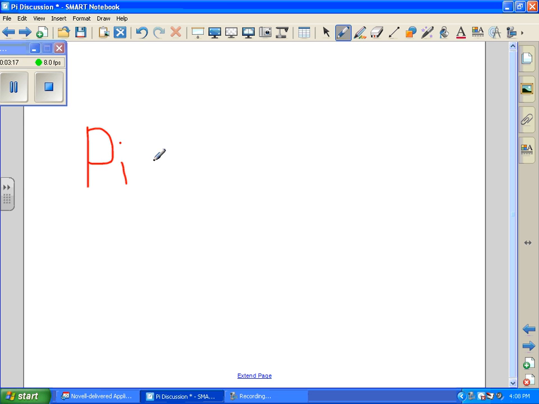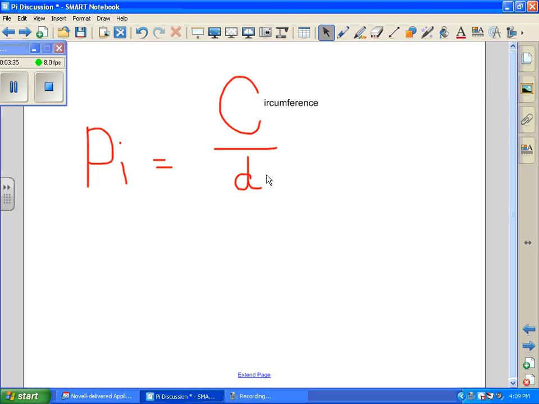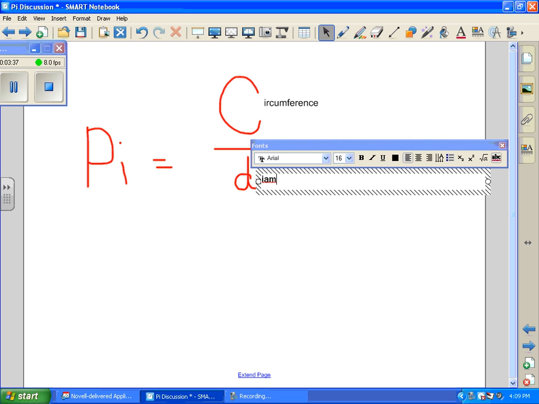The formula we use to find pi is actually very straightforward. Pi equals C, which was our circumference, divided by D, which is our diameter. C standing for circumference, D standing for diameter. That's what we need to remember. C is circumference, D is diameter.